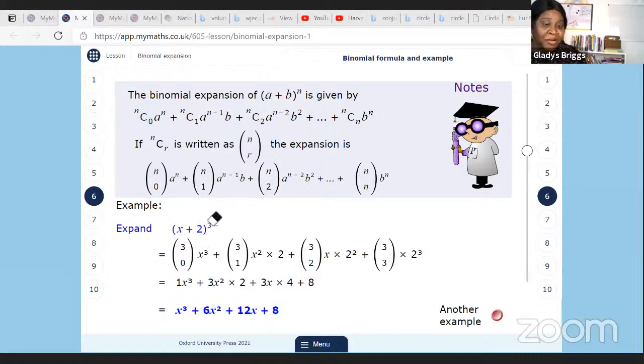So if this was to the power of 5, here it would be 5 choose 0, 5 choose 1, 5 choose 2, 5 choose 3, until you get to 5 choose 5, and then you stop, yeah?